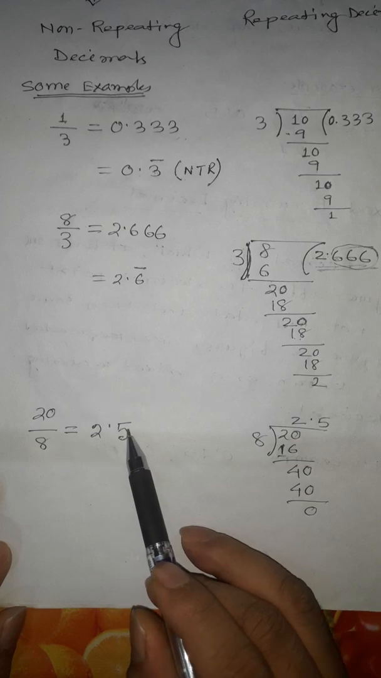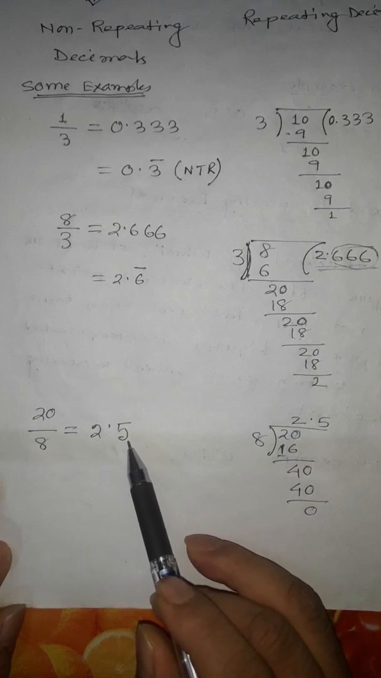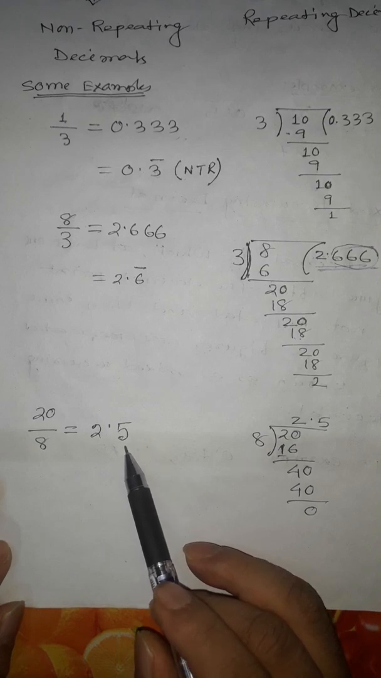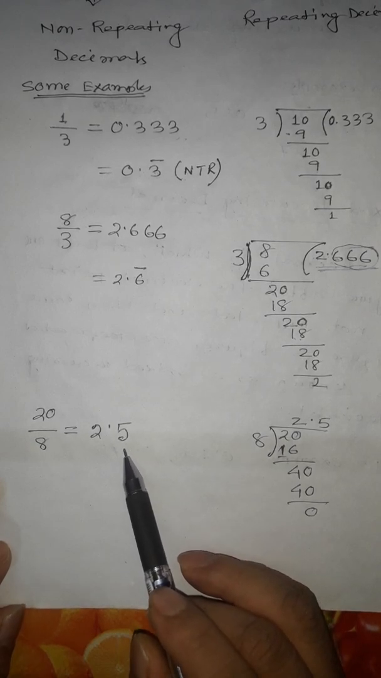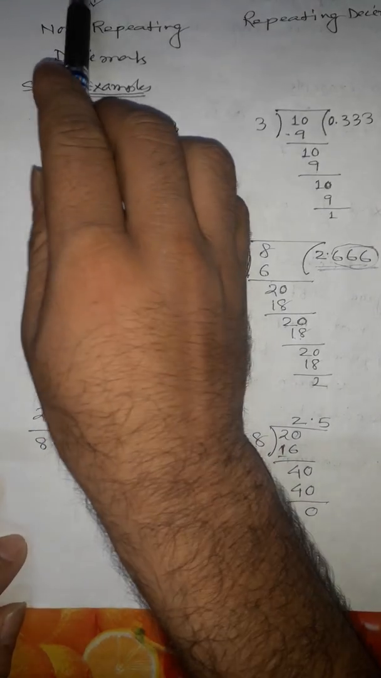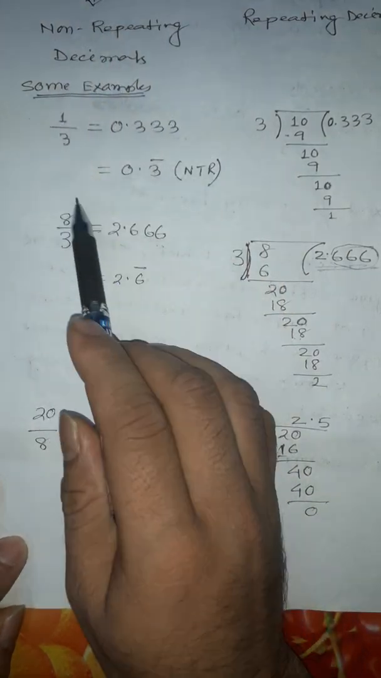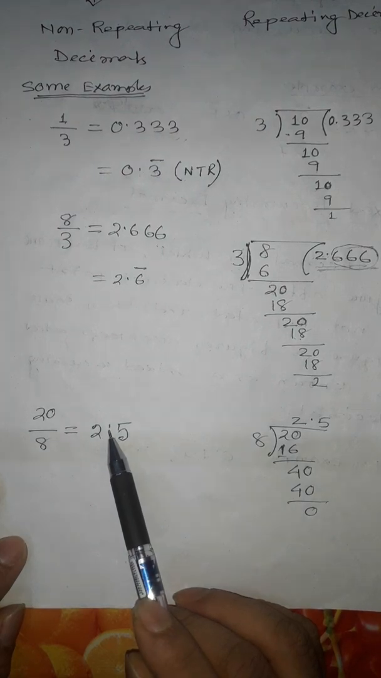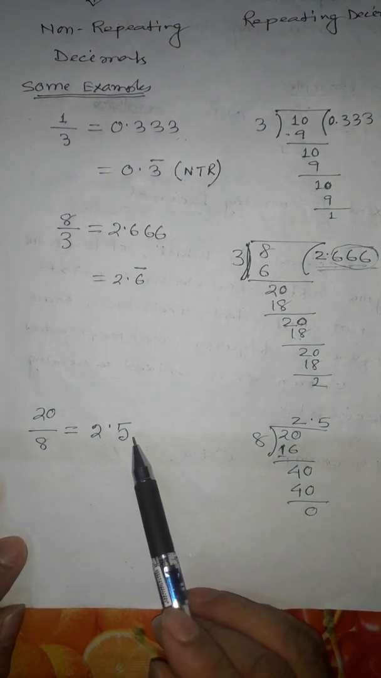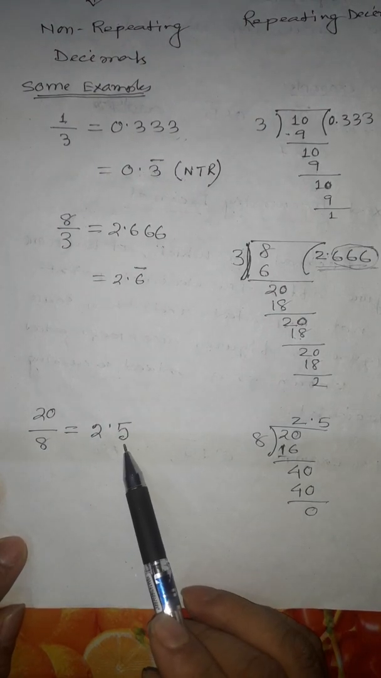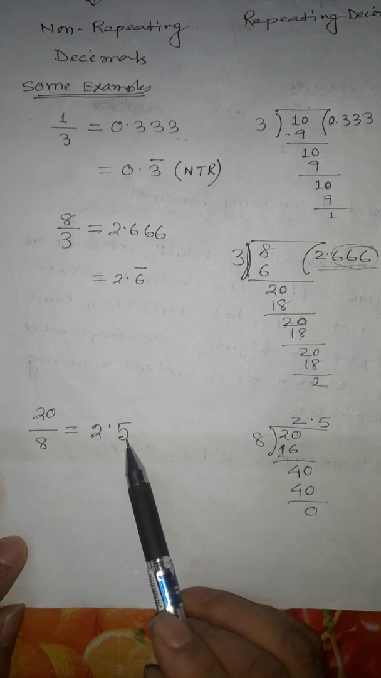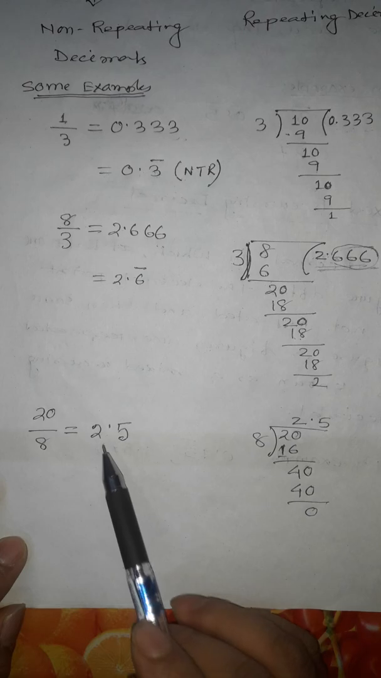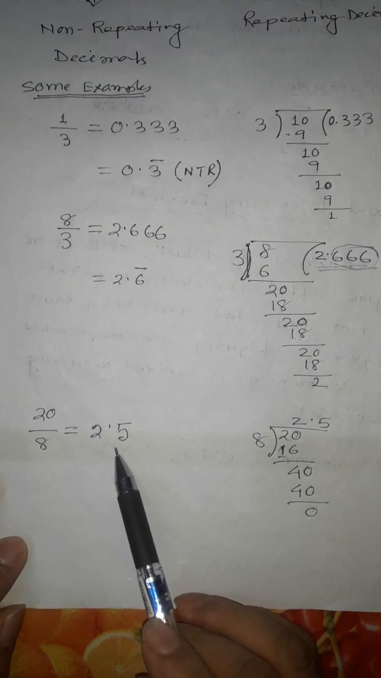So after the decimal we have a definite number of figures, a definite number of digits. So this is a terminating decimal number or non-recurring or non-repeating decimal, because after the decimal point we have a definite number of figures. We have only one digit after the decimal. So this is called a terminating decimal number.